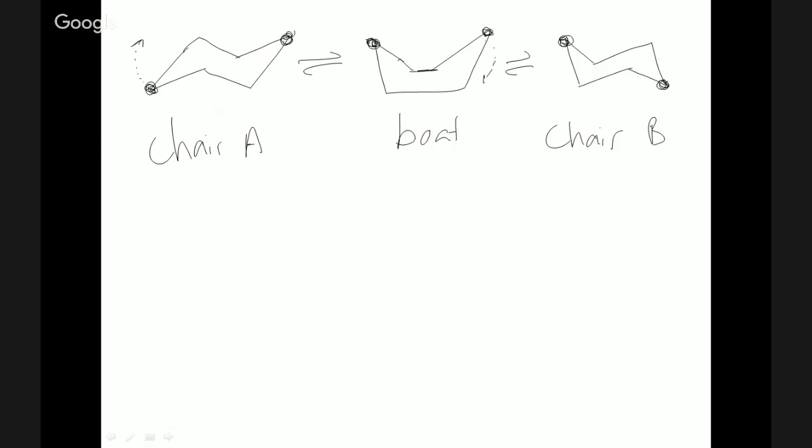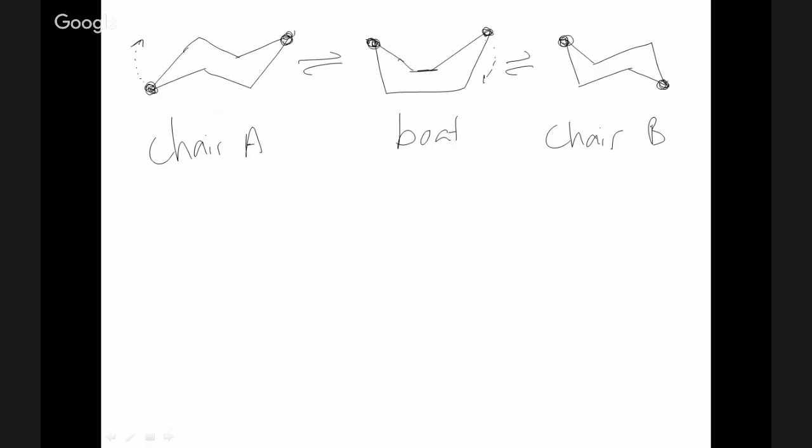So I want you to redraw this, make models of it, build model kits, redraw it, put the hydrogens in there, practice. Okay, keep practicing. Again, notice that axial hydrogens become equatorial hydrogens, and the equatorial hydrogens become axial hydrogens. So you need to make models and you need to understand chairs. Okay? So that's cyclohexane.